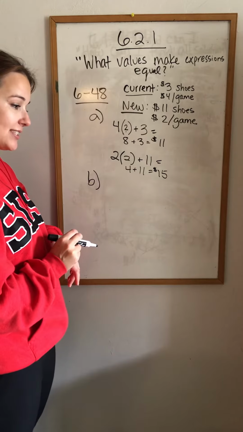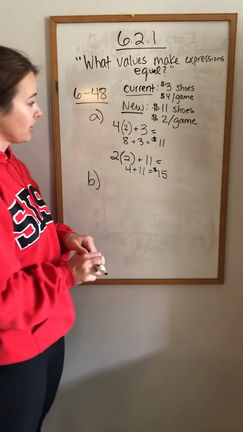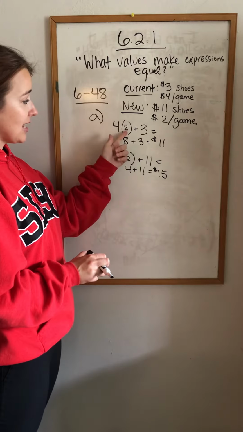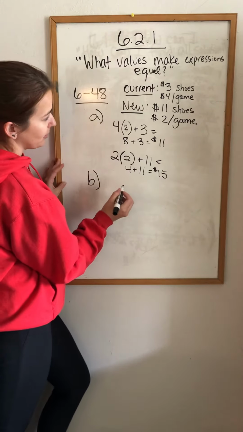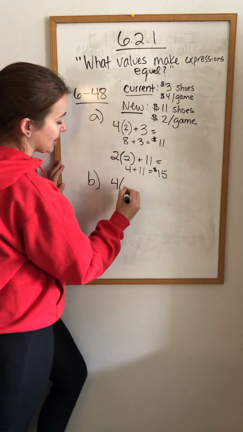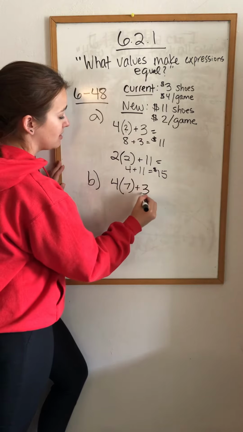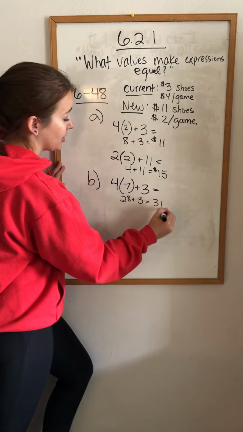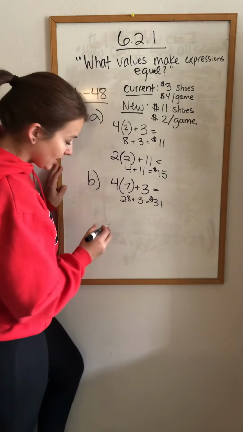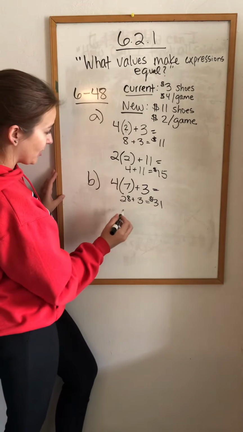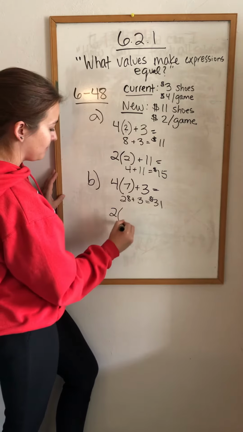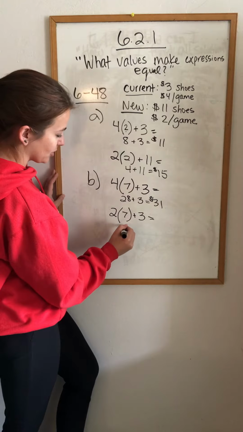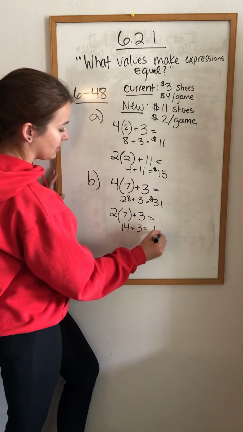Part B. If the customer bowls 7 games, which price plan is cheaper? So we're going to do the same thing we did for part A, but instead of the number 2, we're going to plug in 7 where that 2 is. Okay, so let's do the current pricing plan, which is 4 times 7, and then add 3. So 4 times 7 is 28, plus 3 gives us $31. And for the new pricing plan, $2 per game, 7 games total, plus $3 for shoes. 2 times 7 is 14, plus 3 gives us 17.